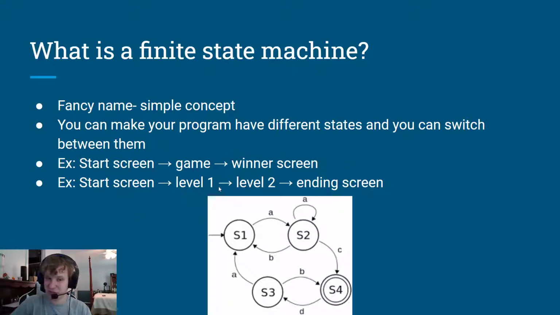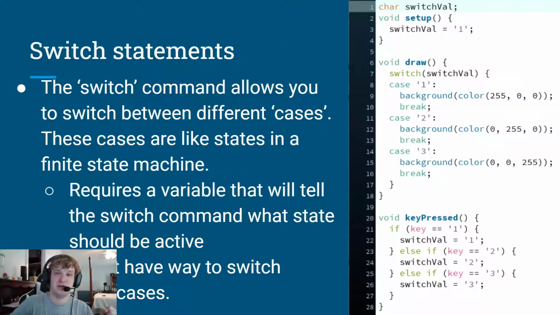And maybe as well, if you have different levels, maybe you have a start screen, you have level 1, but then level 2, and then level 3, however many you want, and then an ending screen. Well, those are each different states. And a finite state machine is going to help us change between those different states. And so let's jump straight into how do we make something like this in processing? Well, you need a few things. First off, you need to make a variable. You can call it whatever you want. I call it switch val.